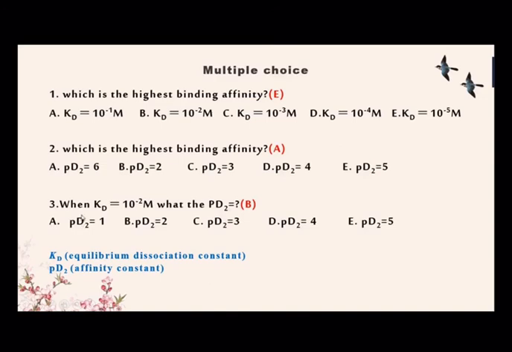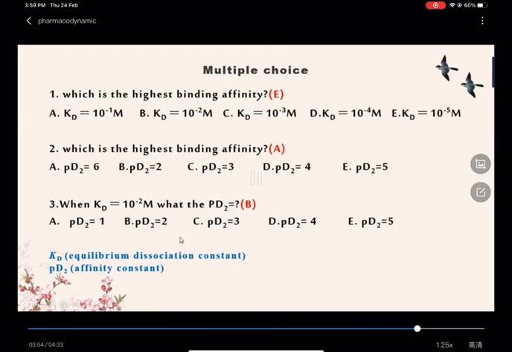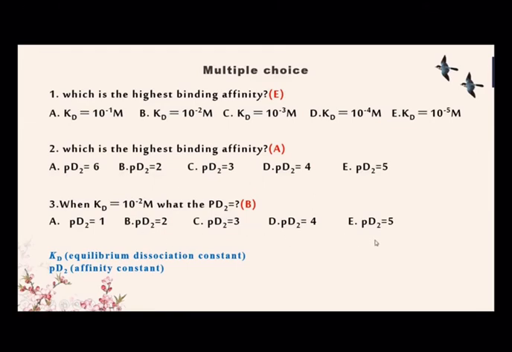3. When Kd equals 10 to the power of minus 2 mole, what does pD2 equal? A. pD2 equals 1, 2, 3, 4, 5. The answer is B, because pD2 equals minus log Kd.